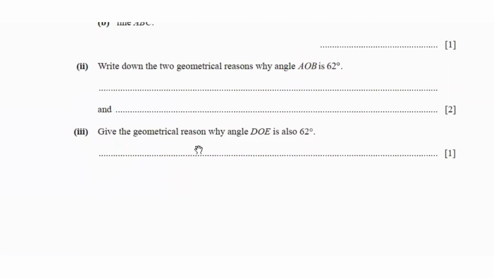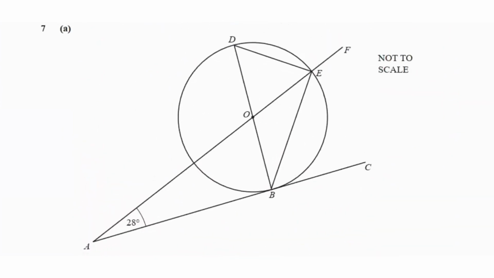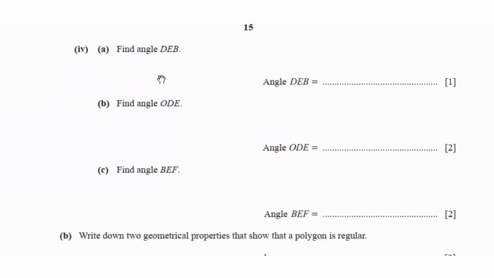That says, give the geometrical reason why DOE is also 62. Now, DOE is this, and this was 62. Reason why DOE is also 62 is because vertically opposite angles are equal. So since this angle is vertically opposite to this angle, this would also be 62. We have to find the angle DEB, ODE, and BEF.